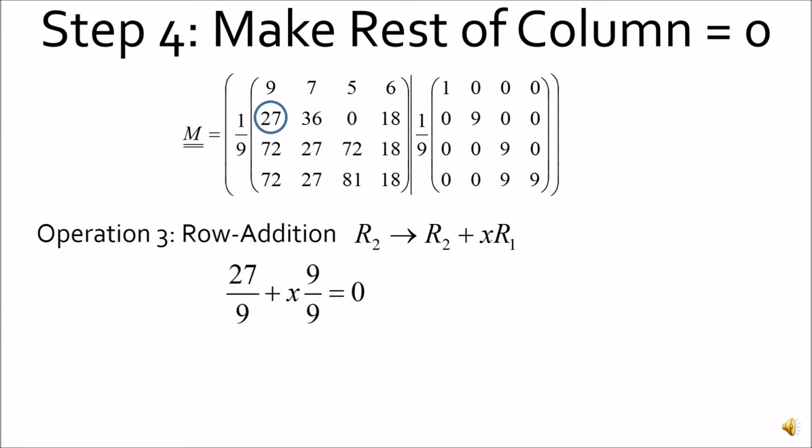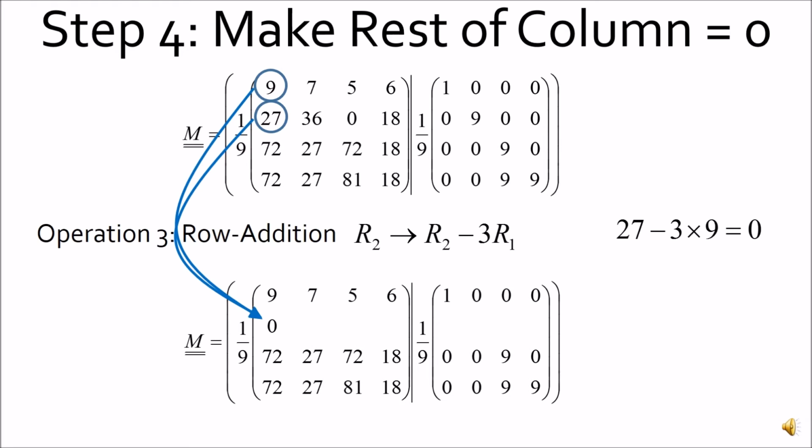To work out what x should be, we say, okay, we have 27 over 9, and we're going to add x times 9 over 9 to it, because the 9 over 9 comes from the 1,1 position, and we're going to set that equal to 0. Then you go through the algebra, rearrange the equation, and you get x is equal to minus 3. So we're going to take row 2 and subtract 3 times row 1 from it, and that should give us a 0 in that position. So let's go through and do that. We start off with the first element.